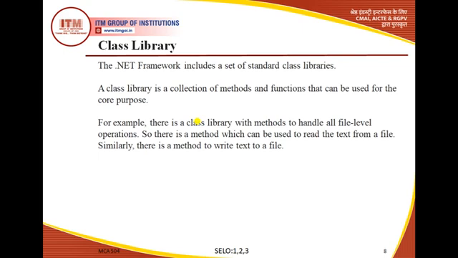For example, there is a class library with methods to handle all file level operations. So there is a method which can be used to read text from a file. Similarly, there is a method to write text to a file. So generally a class library has certain specific functions defined for it already. For example, if we consider a class library which has methods or functions to handle all the file level operations like reading a particular text from a file or writing a particular text to a file, since there is a method already mentioned in the class library, we can easily use it in our program.